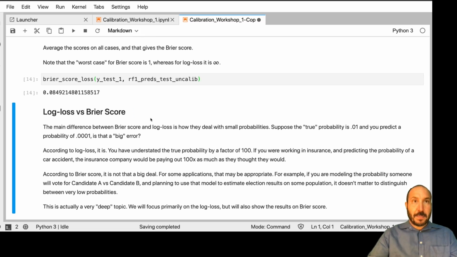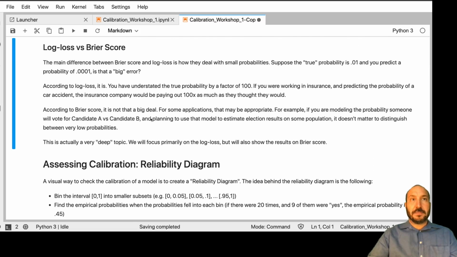Now, log loss versus Brier Score. The main difference, again, is when you look at really small probabilities. Suppose the true probability is 1% and you predict a probability of 0.0001, so 0.01%, so 1 in 100 versus 1 in 10,000. Is that a big error or not?